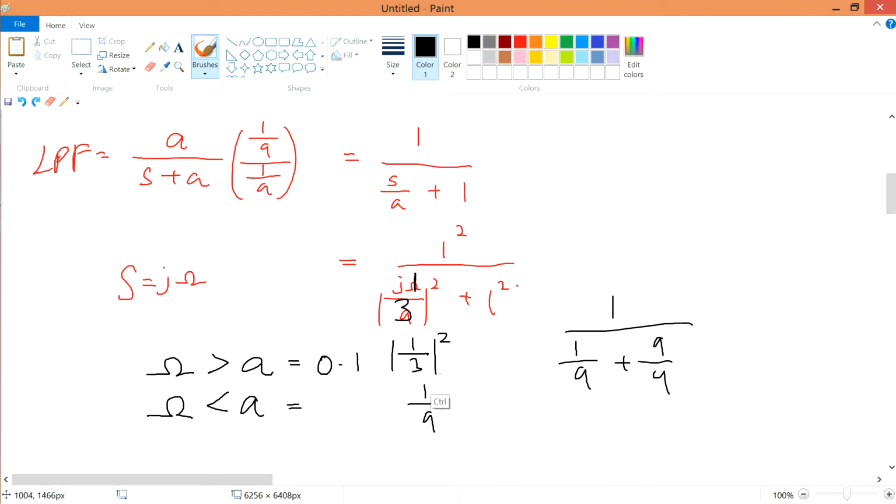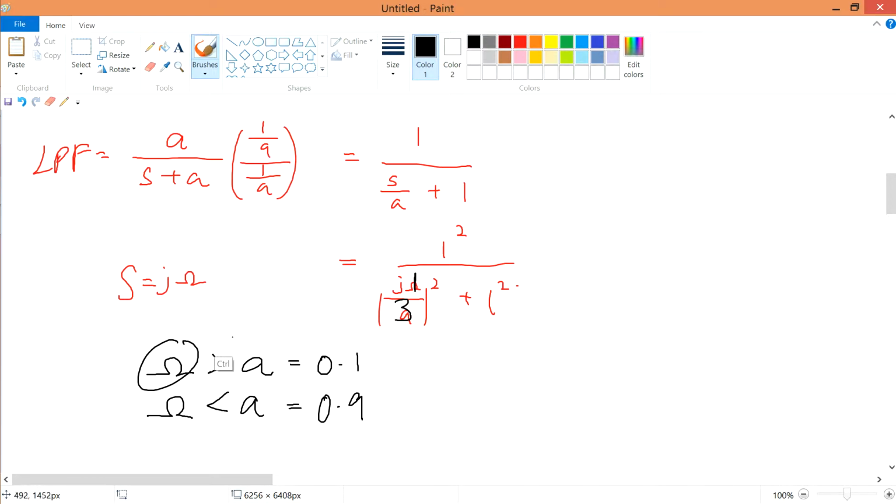So what can we say about this? I'll just put it down here, 0.9. If your frequency is higher than your cutoff frequency, you'll have a small magnitude. If your frequency is smaller than your cutoff frequency, then you'll have a large magnitude. So in other words, in the frequency domain, in terms of amplitude, this is your low pass.